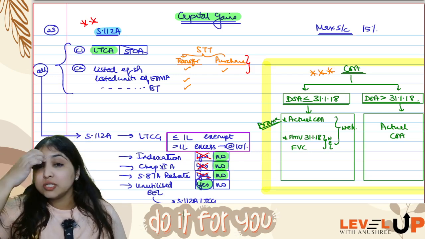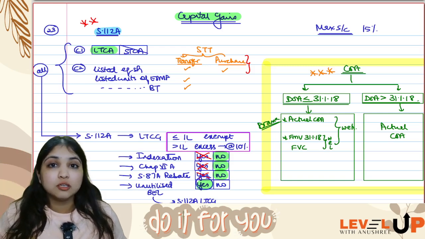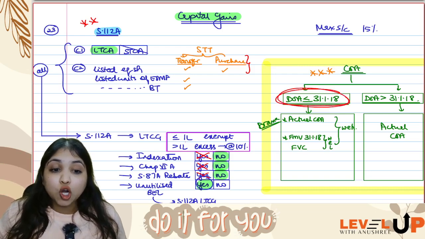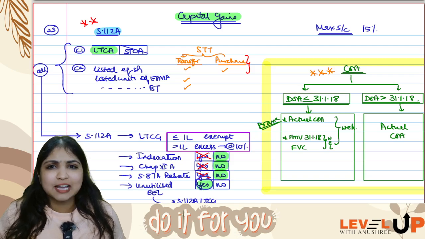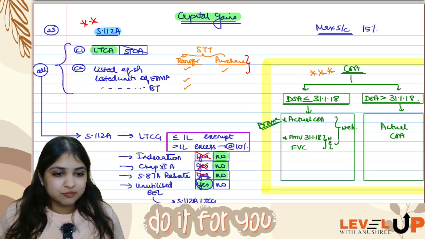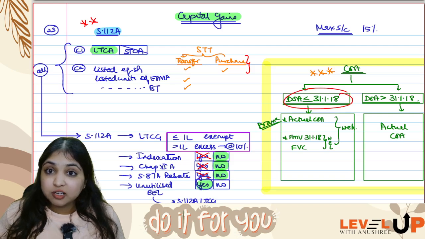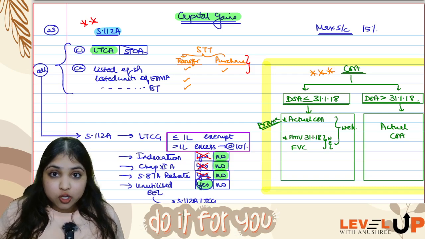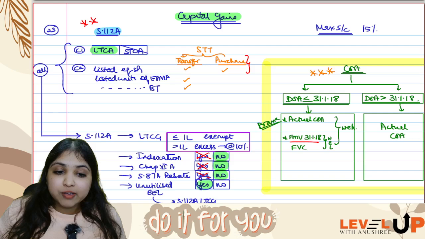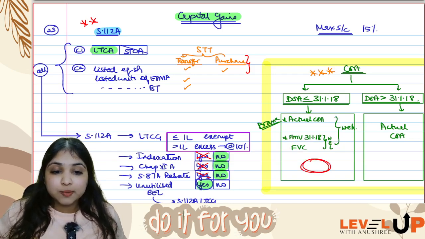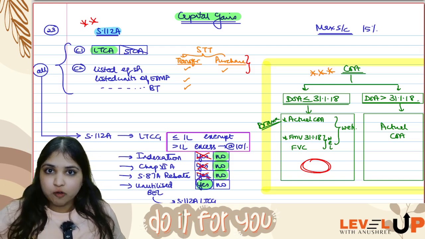In 112A, the most important calculation will be how well you calculate the cost of acquisition. See, it all depends upon the date of acquisition. If the date of acquisition is on or before 31st Jan 18, you will apply the grandfather clause. Now, how do you apply the grandfather clause? If the date of acquisition is on or before 31st Jan 18, you will take the actual cost of acquisition, and compare it with FMV on 31st Jan 2018 or FVC. Out of these two numbers, whichever is lesser, out of these two numbers, whichever is higher, that's going to be your cost of acquisition, and no indexation of that cost of acquisition.